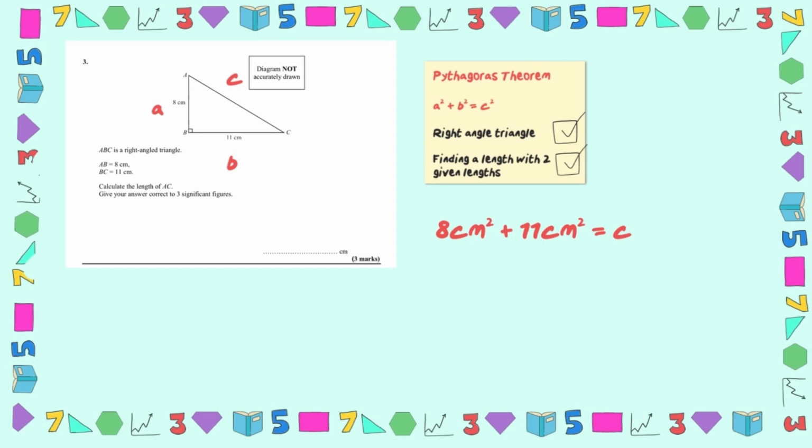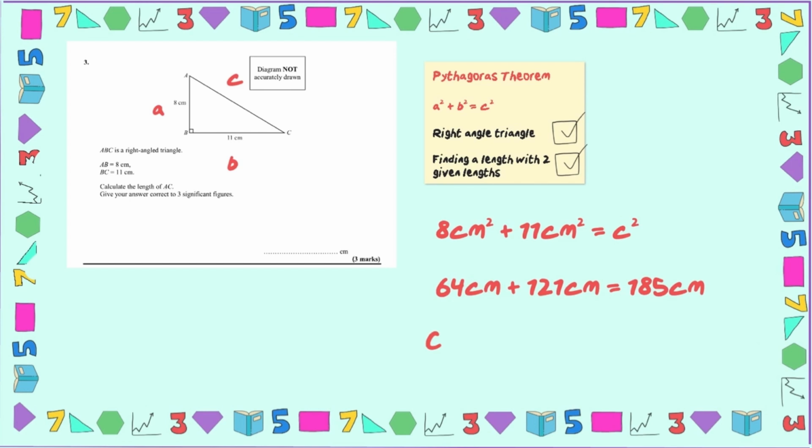Now we have to work out all of our numbers. So 8 centimeters squared is 8 times 8, and 8 times 8 is 64. So it'll be 64 centimeters. Plus 11 times 11, which is 121 centimeters. And that gives us our C squared, which is 185 centimeters. So C squared is equal to 185 centimeters.